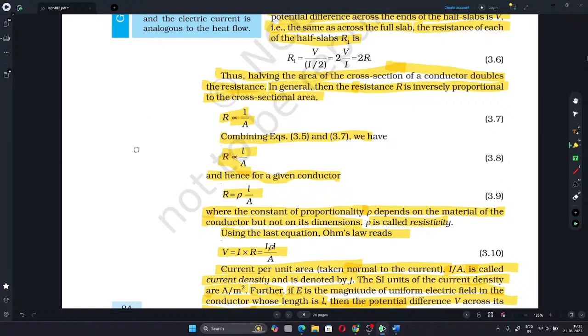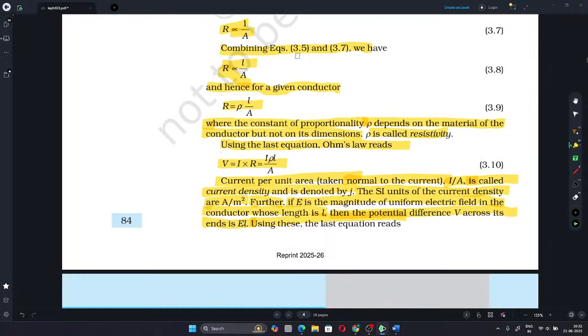Combining, R is directly proportional to L and R is inversely proportional to A, we get R is proportional to L by A. Combining these equations with a proportionality constant of rho, which is resistivity, we can say that R equals rho times L by A, where the constant of proportionality rho depends on the material of the conductor but not on its dimensions. Rho is called the resistivity.